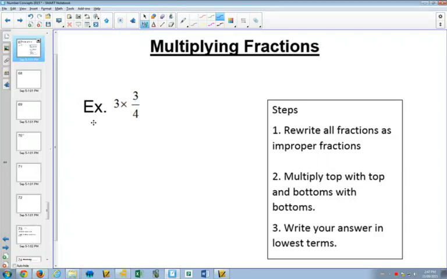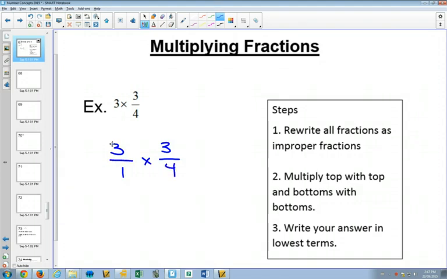So, like adding and subtracting, the very first step, write things as improper fractions. Here, when we have a whole number like 3, you can write that as a fraction. 3 over 1 times by 3 over 4. So we write them both as fractions.